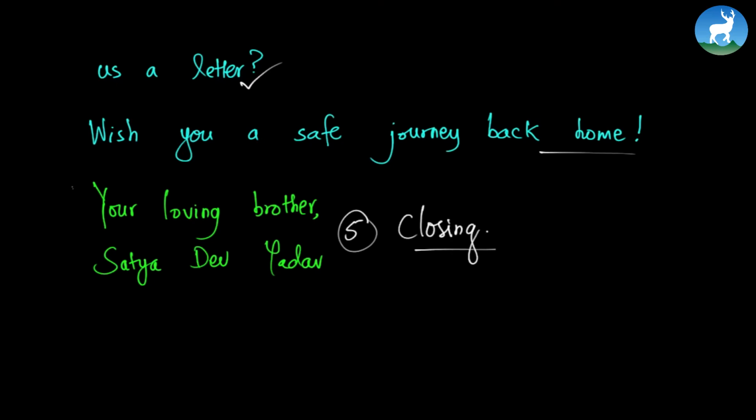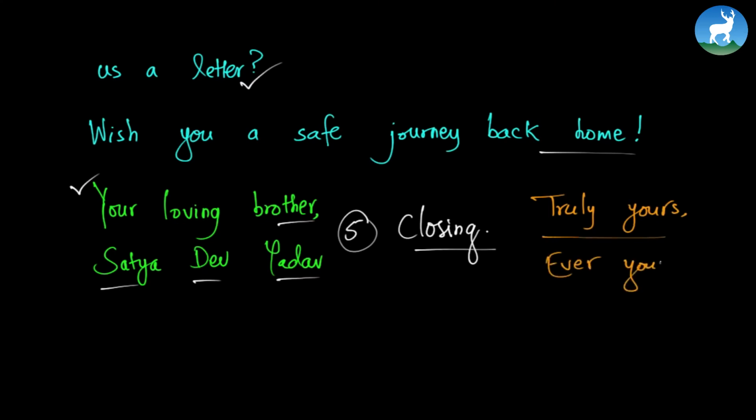How is the closing done? It is done by writing your loving brother, Satya Dev Yadav. You can write simple phrases like truly yours, but this would be more romantic, right? Truly yours, or something like ever yours. And these sound a bit romantic, but it's okay. You can use this while you're writing a letter to your siblings also, no problem. Truly yours, ever yours, simply yours. Yours is the best one. You can write yours and forget about writing long sentences, long phrases here.